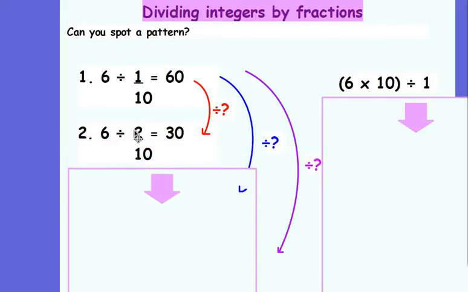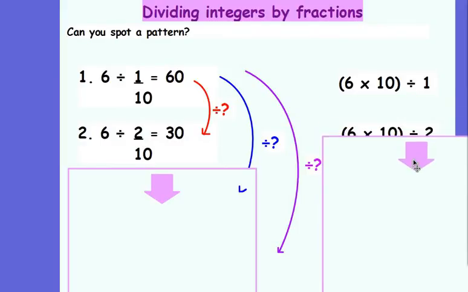Here's question 2. I've said that 6 divided by 2/10 gives me 30. What's changed and why? Pause the video, have a little think. Okay, this time I've divided my answer by 2. And I happen to have a 2 here in my question. 6 times 10 would give me 60, divided by 2 would give me 30.